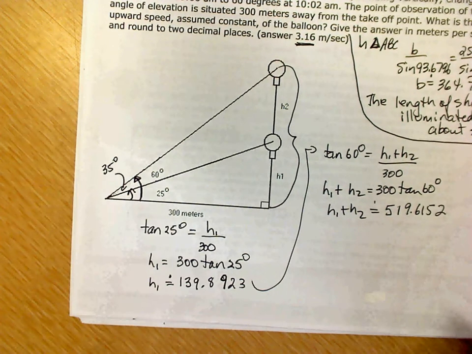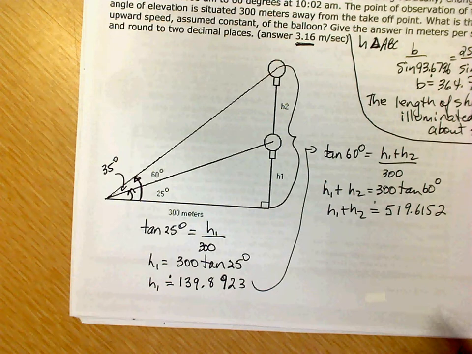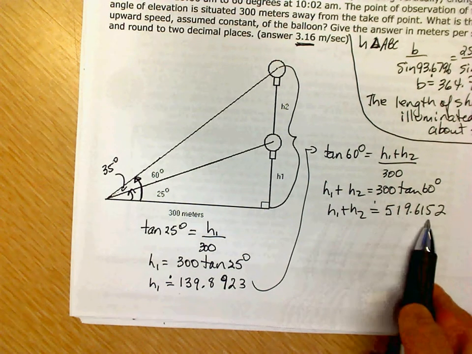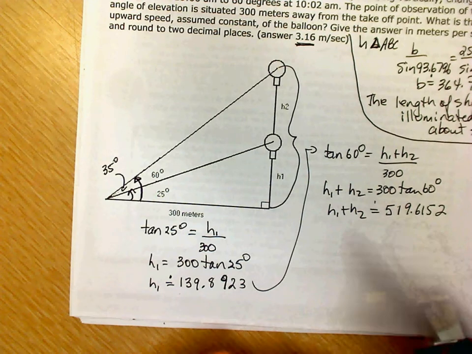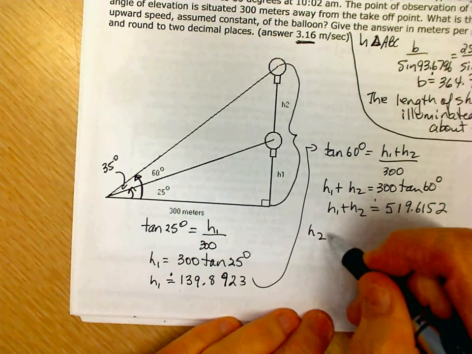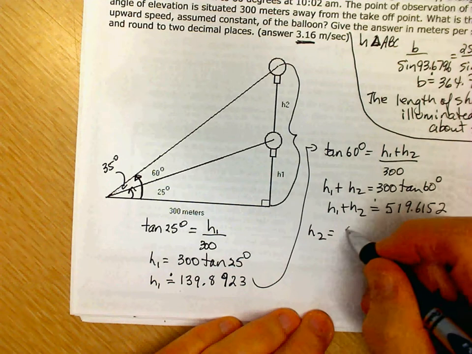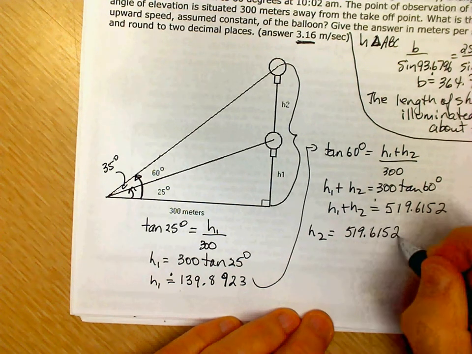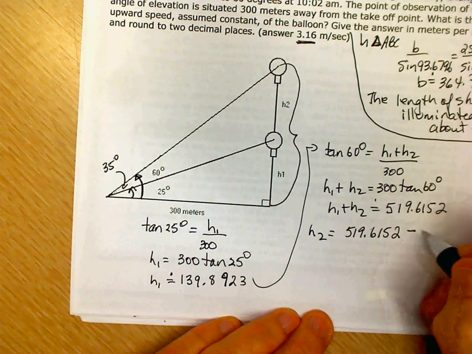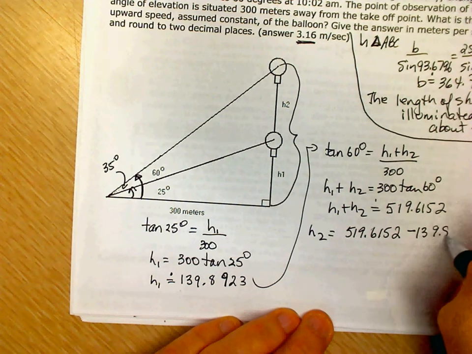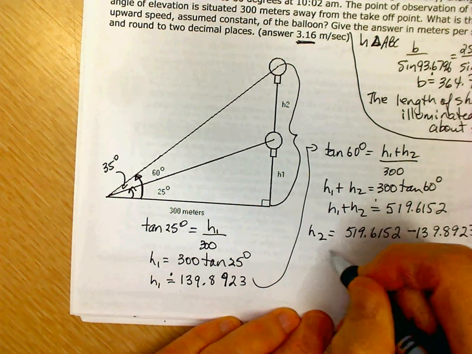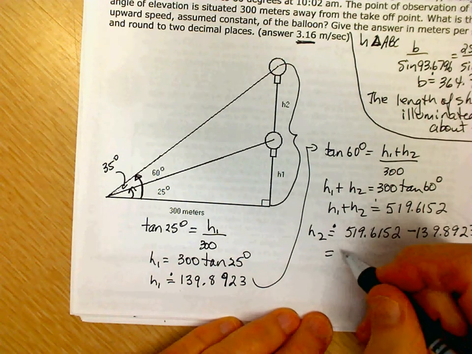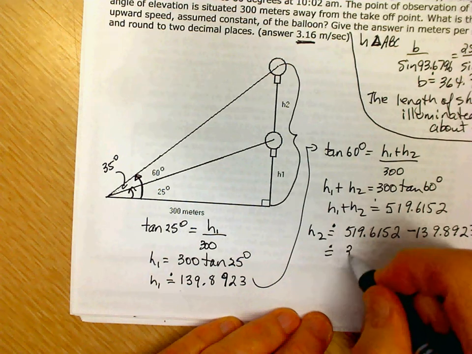So now if we know h1 and we know h1 plus h2, we can now calculate h2. So h2 equals 519.6152 minus h1, 139.8923, and that's all approximately, right? h2 is approximately 379.7229.